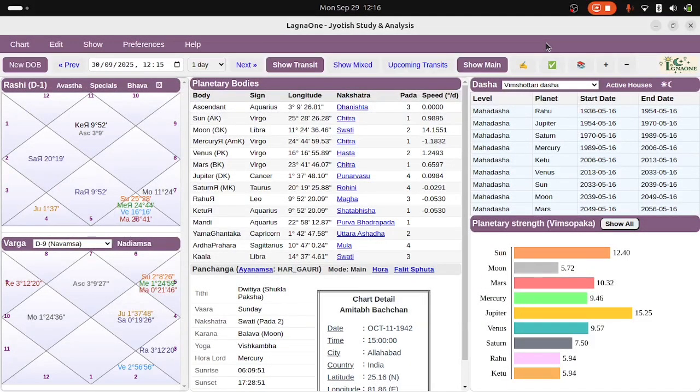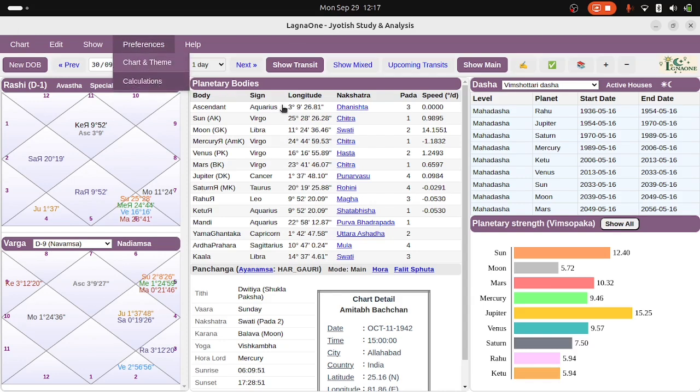Amitabh Bachchan's chart, 3 p.m. time, as he spoke in a BBC interview in the 1980s. So the Ayanamsha for this should be Har Gauri Vakkyam. Okay, I have said this. You can change this from the preferences in the calculations part. You can change that.